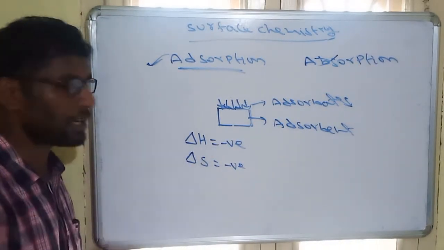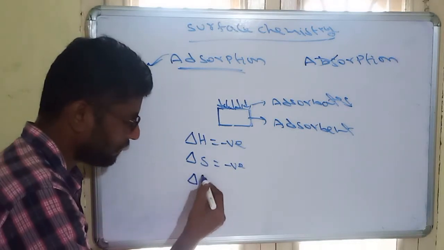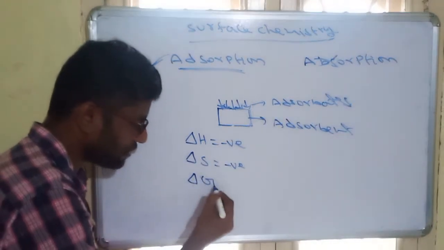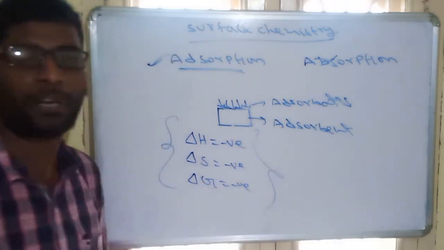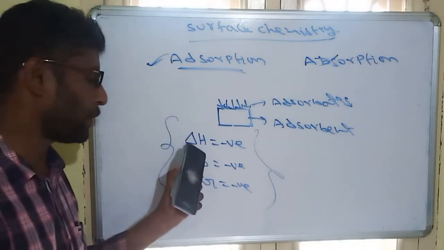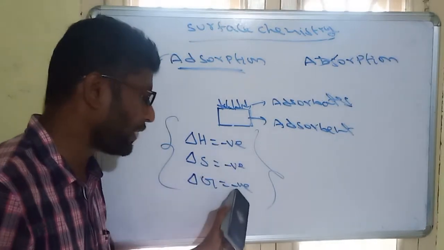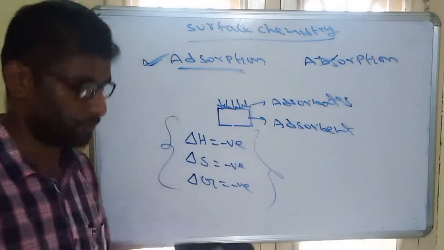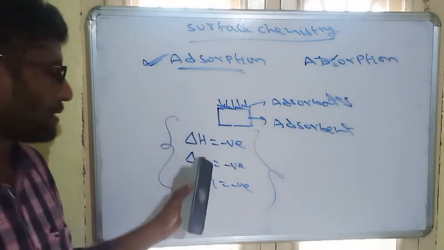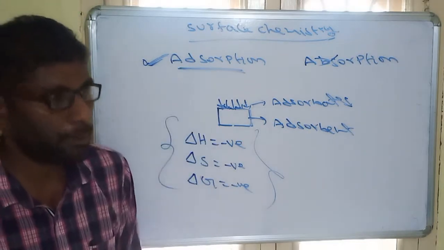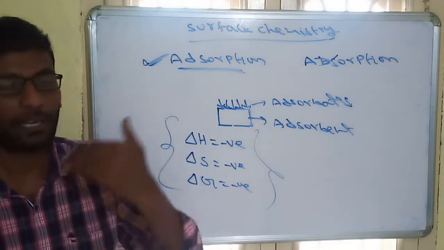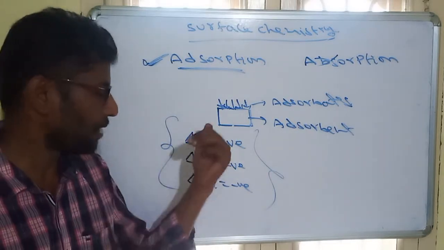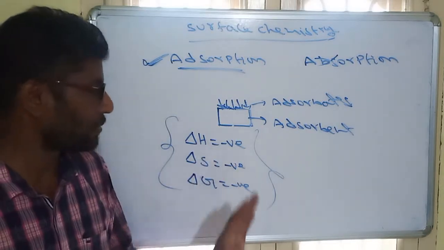When both delta H and delta S are negative, delta G, Gibbs energy, also will become negative. So all thermodynamic parameters like enthalpy, entropy, Gibbs energy will be negative for adsorption. So H, S and G signs will be negative for adsorption, since adsorption is an exothermic process and it is a decreasing of randomness. Hence all will be negative. So this is the most important.